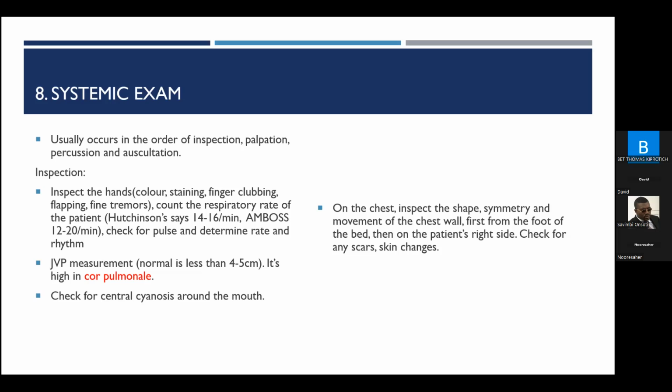But an elevated JVP, the normal is less than 4 centimeters, indicates cor pulmonale or pulmonary hypertension.